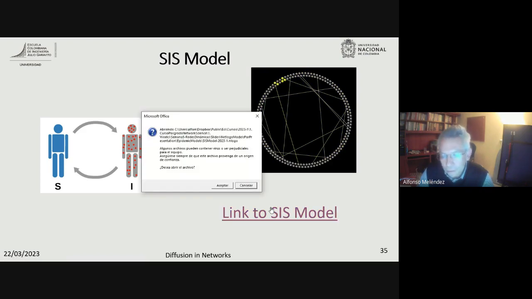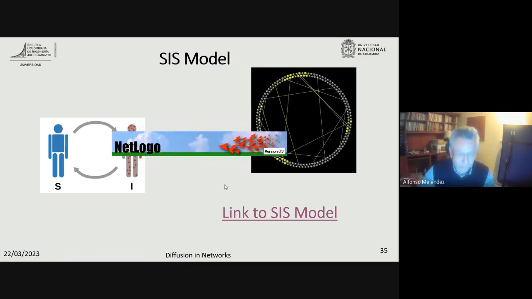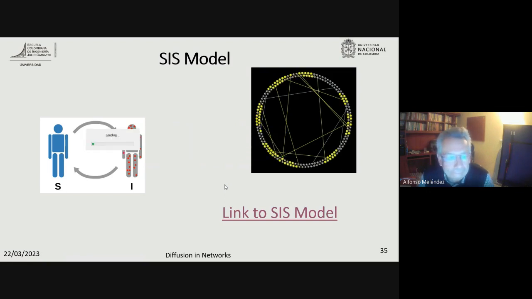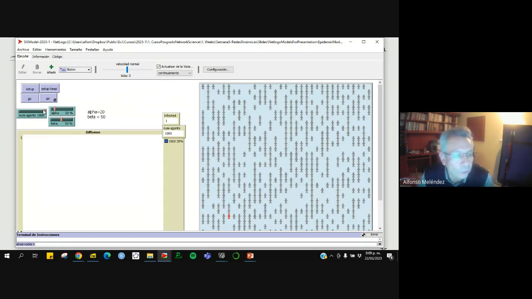Let me show you the NetLogo model. Here we have the person. Here we have two parameters. Alpha of infection, beta of recovery, I guess.